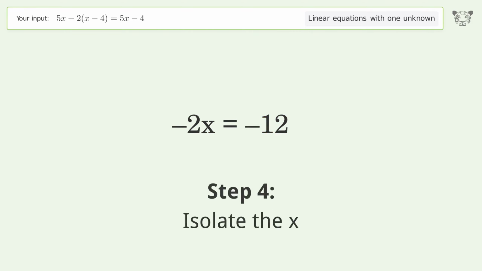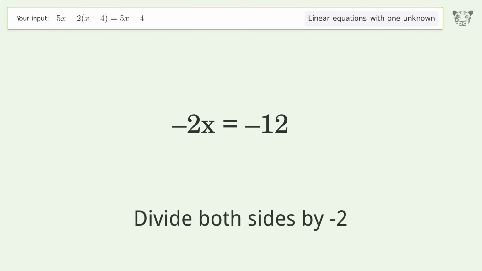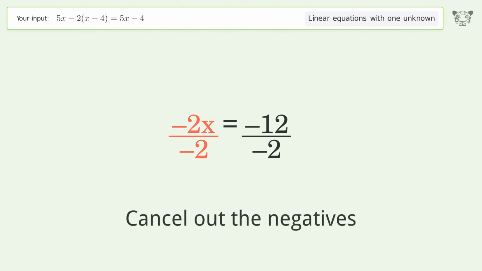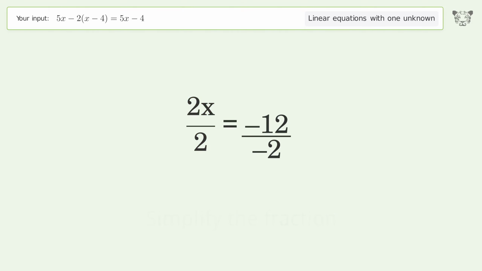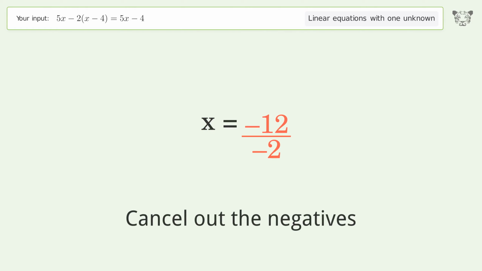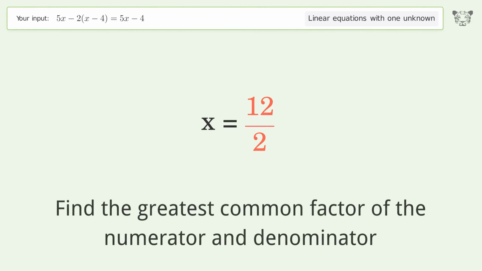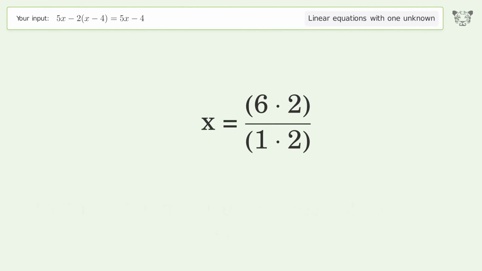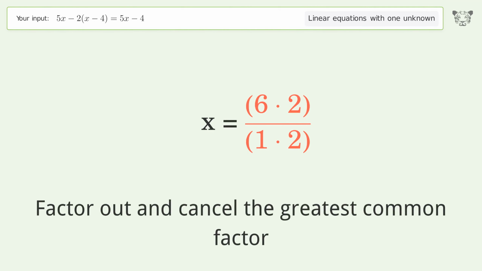Isolate the x. Divide both sides by -2. Cancel out the negatives. Simplify the fraction. Cancel out the negatives. Find the greatest common factor of the numerator and denominator. Factor out and cancel the greatest common factor.